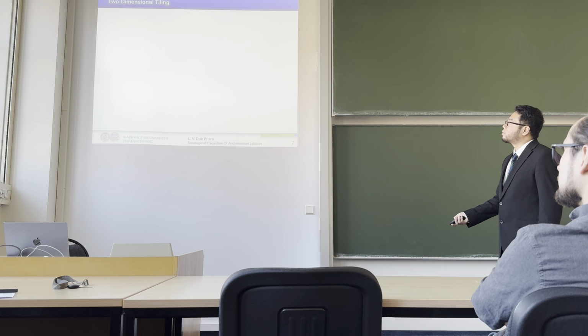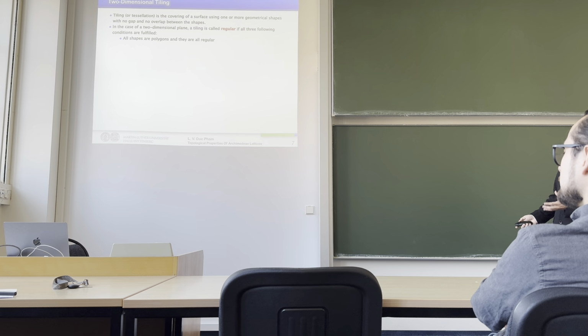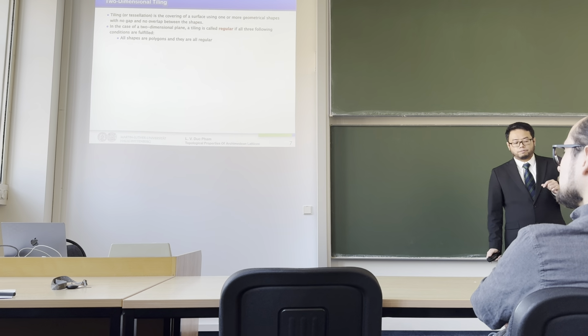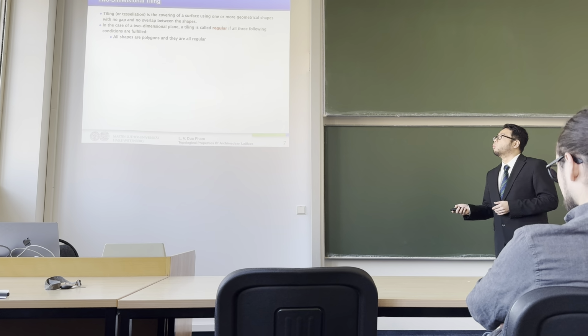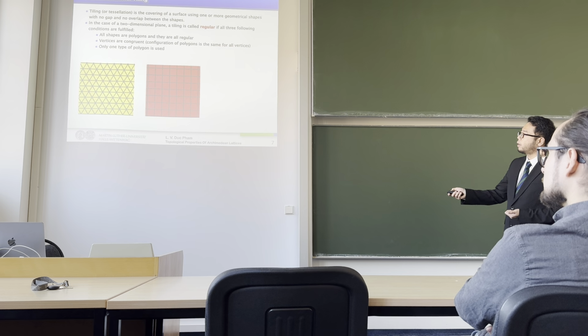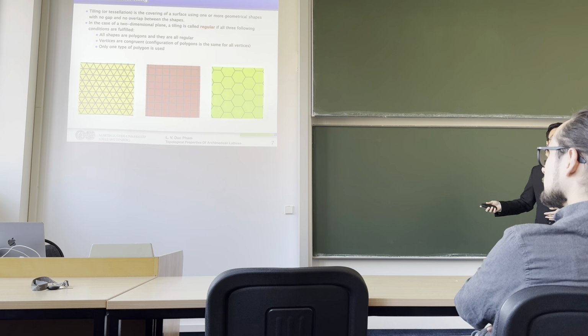The first condition is that all shapes are polygons and they are all regular, which means that the sides of the polygons are equal. And the second condition is that the vertices are congruent, which means that the configuration of polygons for all vertices is the same. And the last condition for this tiling to be called regular is that you are only allowed to use one type of polygon. And there are in total 3 tilings of this type: the triangular, the square, and the honeycomb or hexagon tiling.